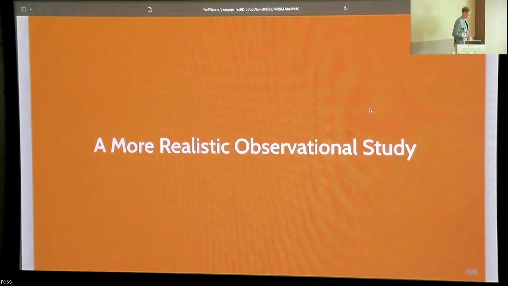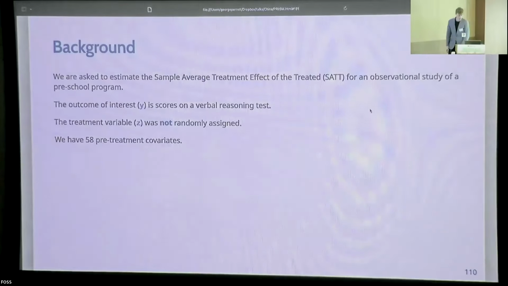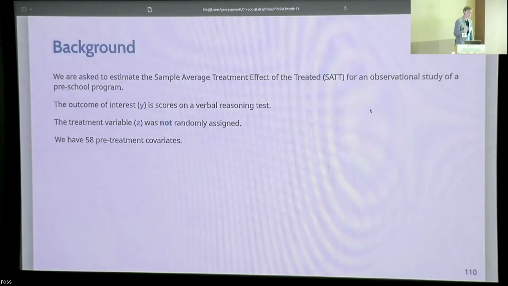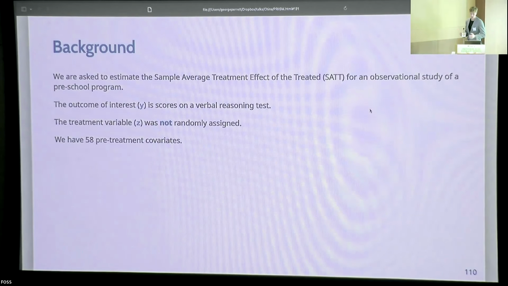So what if we looked at a more realistic observational study, the types of things that we encounter out in the world? To evaluate how BART worked, our team actually had individuals come into our lab, and we asked them to estimate a version of the SATE, called the average sample treatment effect of the treated, for an observational study of a preschool program. We told them the outcome of interest was Y, scores on a verbal reasoning test. The treatment variable was variable Z, and that it was not randomly assigned. And we gave them 58 pre-treatment covariates.